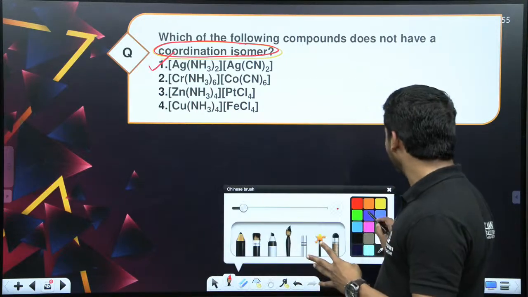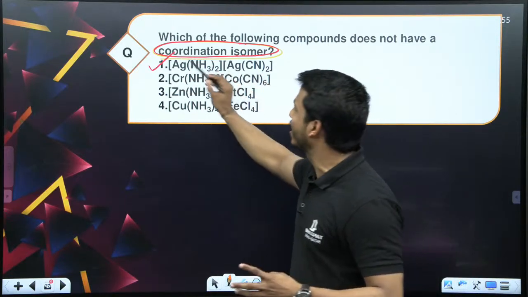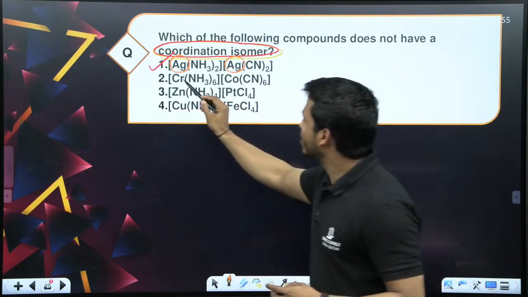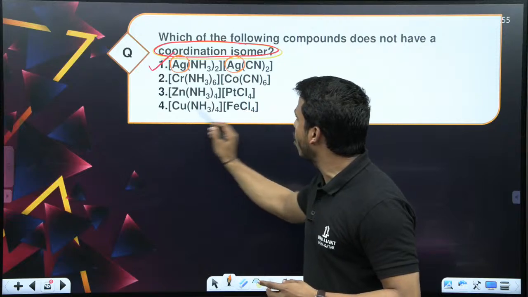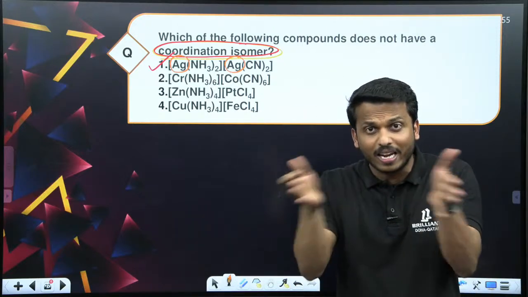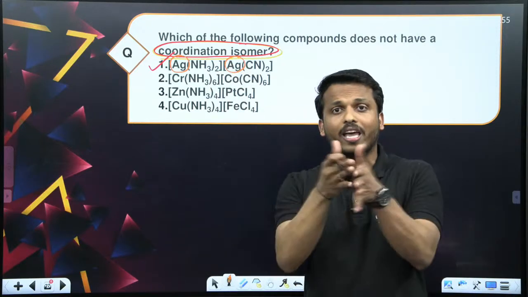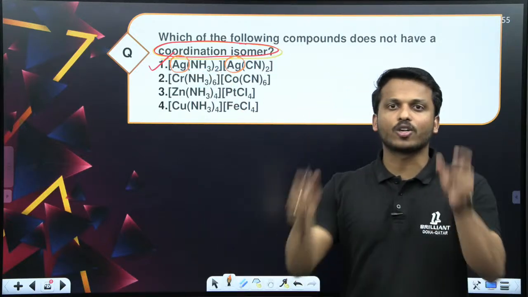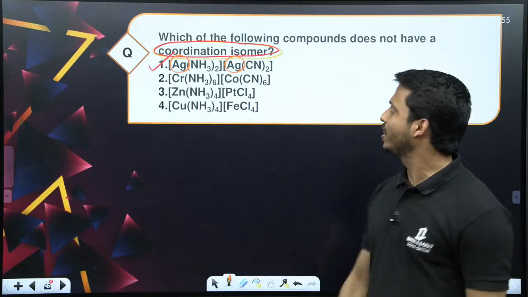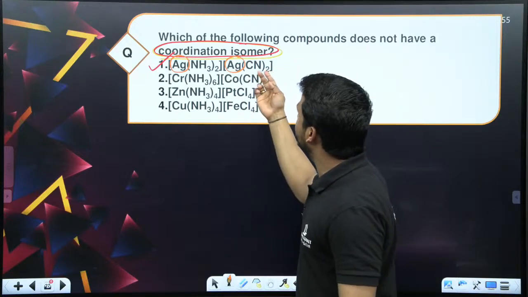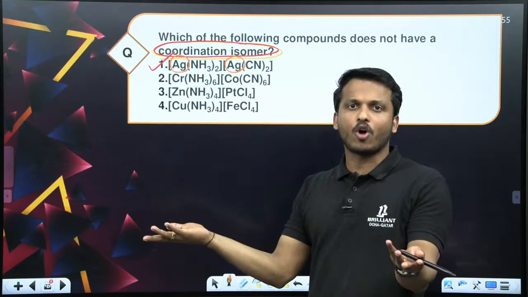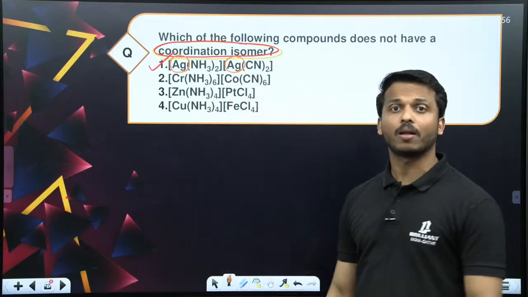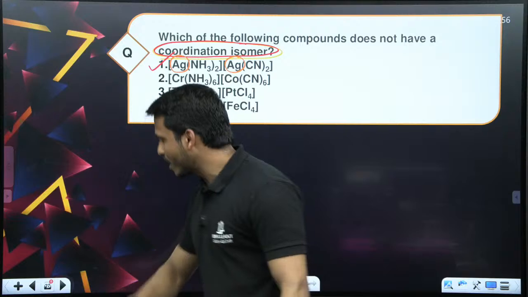Why? Dear all, have you noticed the metals are similar here. This is Ag, this is also Ag. See, this is chromium, cobalt, zinc, platinum, copper, iron. The metals will interchange. So same metal means how can they show the isomerism. So option A is the correct answer because the metals are the same. Even if you change CN here, NH3 here, this is the same compound. So if the metals or ligands are similar, they cannot show coordination isomerism.